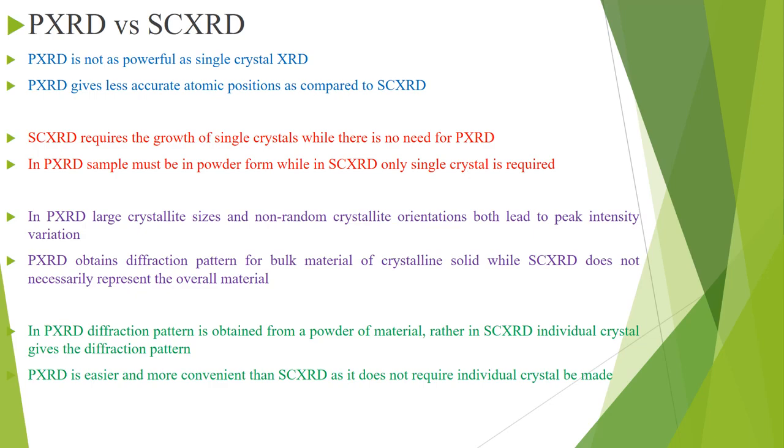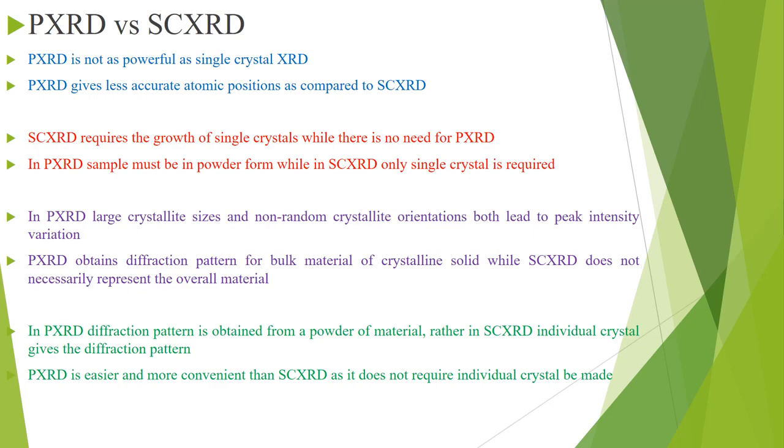Dear student, here we are going to compare PXRD and SCXRD, the powder X-ray diffraction technique and the single crystal X-ray diffraction technique. As we know, powder X-ray diffraction is not as powerful as the single crystal X-ray diffraction technique. And powder X-ray diffraction gives less accurate atomic positions as compared to SCXRD. Single crystal X-ray diffraction requires the growth of a single crystal while there is no need for that in PXRD. So this is the advantage of PXRD, that there is no need to have a single crystal. It can be used with the whole crystal.